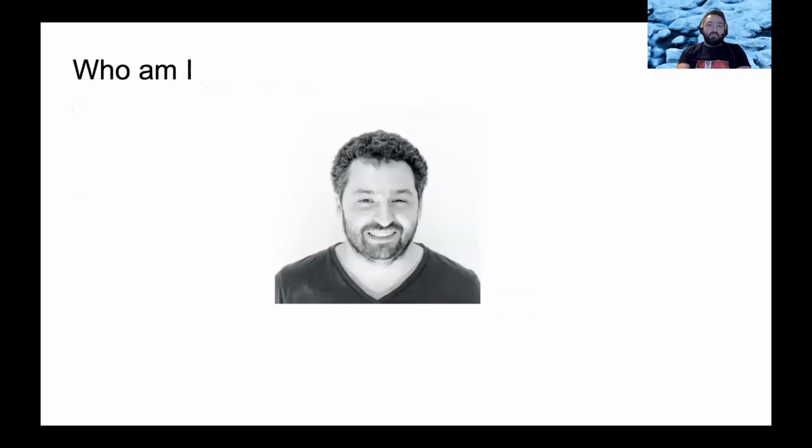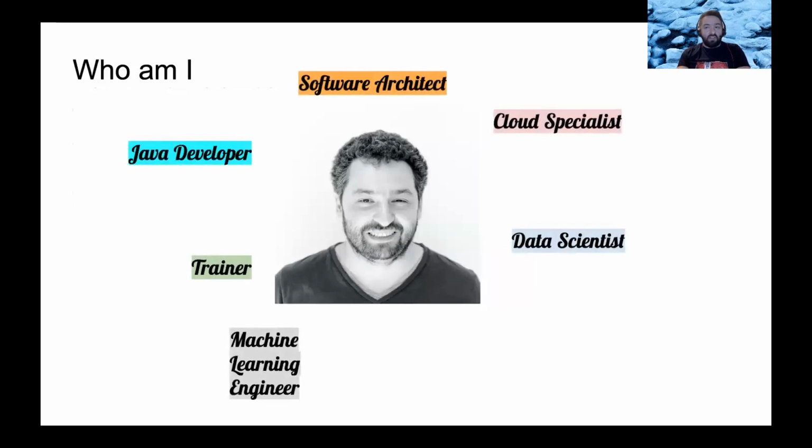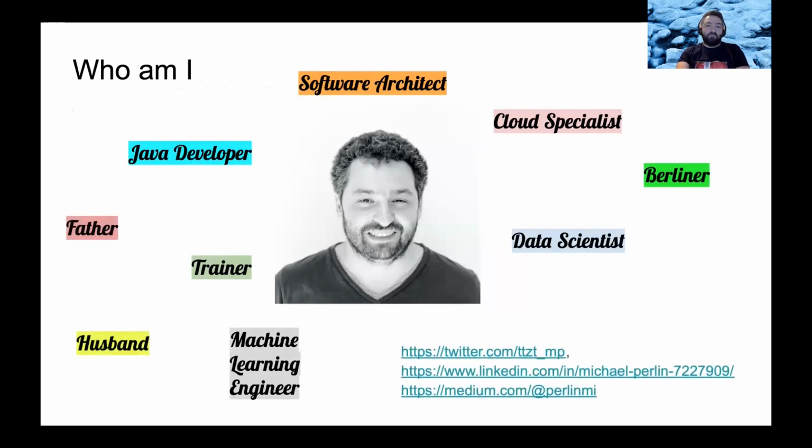One slide about me. I have been in IT since 2000 in various roles: Java developer, consultant, cloud specialist, DevOps guy, trainer, and architect. After discovering AI, I switched and now work in data science. I live in Berlin, am married, and have 2 children. You can find me on LinkedIn, on Twitter, and on Medium.